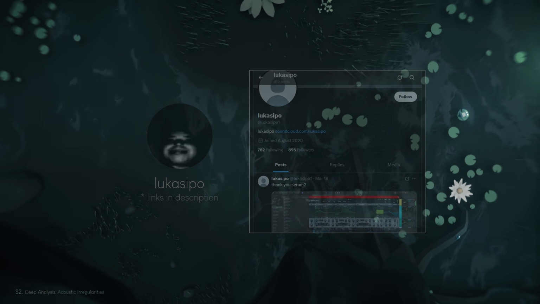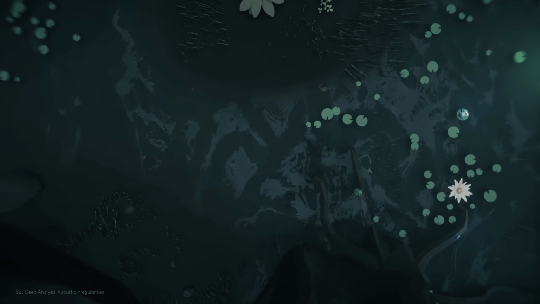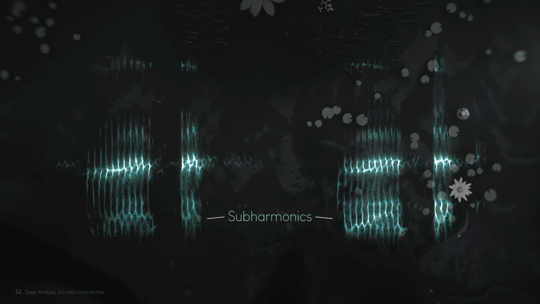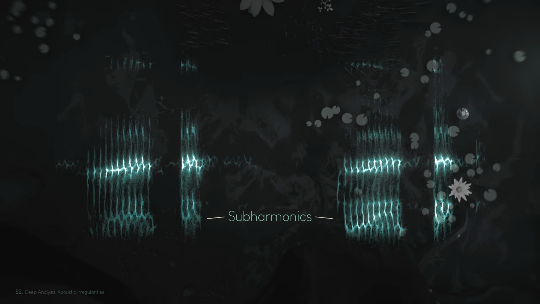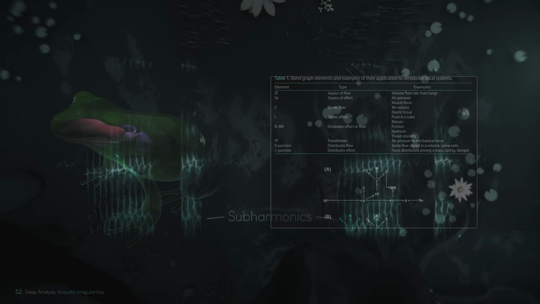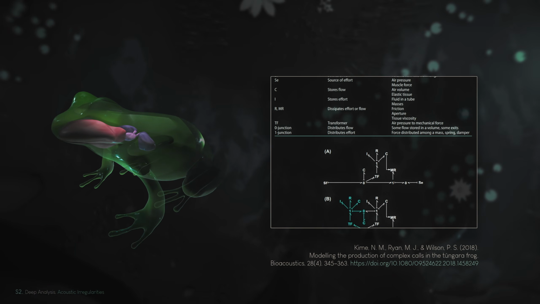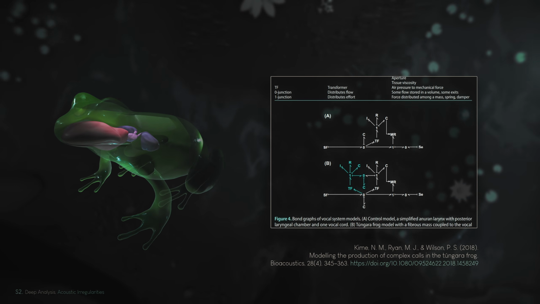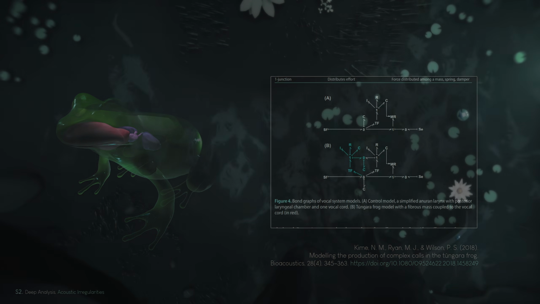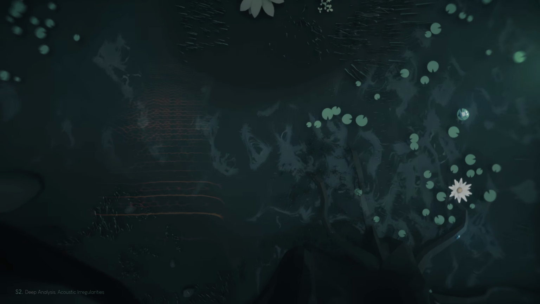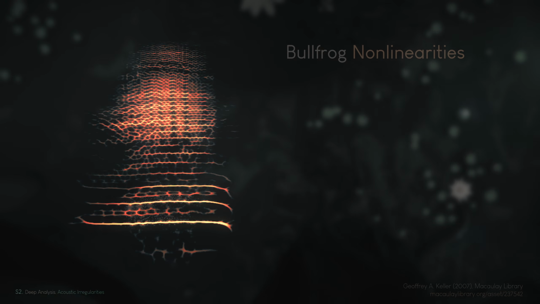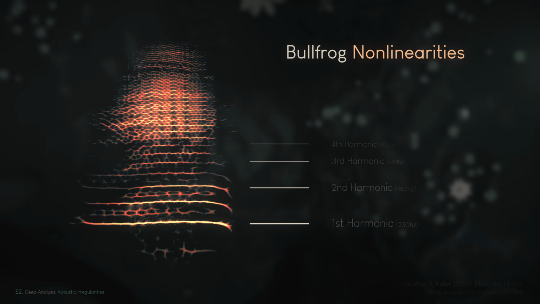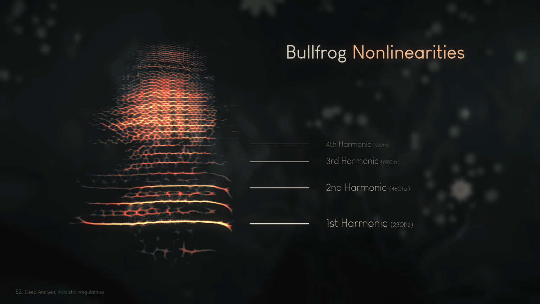Alongside studying pulse shapes, we should also look for irregularities like subharmonics, which are tones that are fractions of the fundamental frequency, and learn how to replicate them. I mentioned earlier how nonlinear mechanisms in the frog's vocal system can give rise to acoustic irregularities. So let's take a look at an example of that. Here is a sound made by an American bullfrog. First, we can see that there are even and odd harmonics.